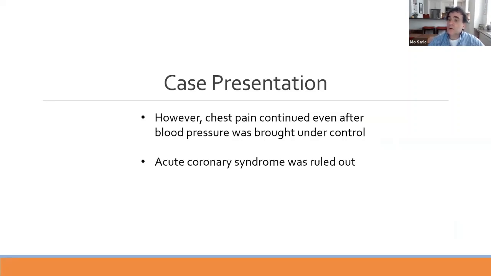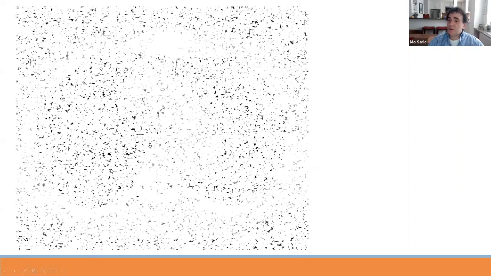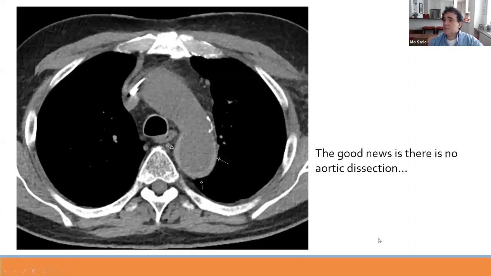Then an acute coronary syndrome possibility was entertained, however, his acute coronary syndrome was ruled out. Then aortic dissection was suspected, and a chest CT was obtained. And this is his chest CT non-contrast portion. So these are the images that are obtained of the thoracic aorta before the intravenous contrast is injected. And these non-contrast images are very important to obtain.